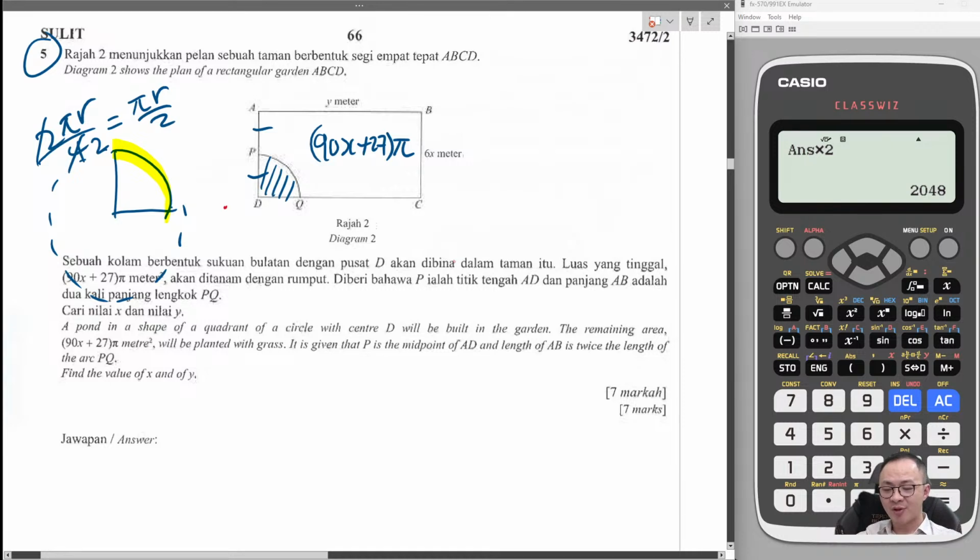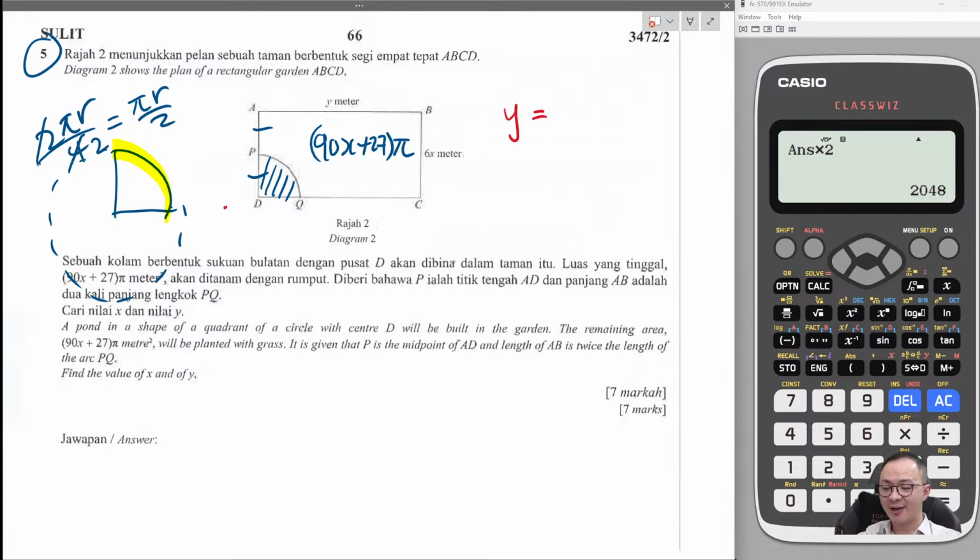They say AB, which is y meters, is twice, I believe double, the pi r over 2. So I can assume y is equal to pi r. Okay, my first equation.